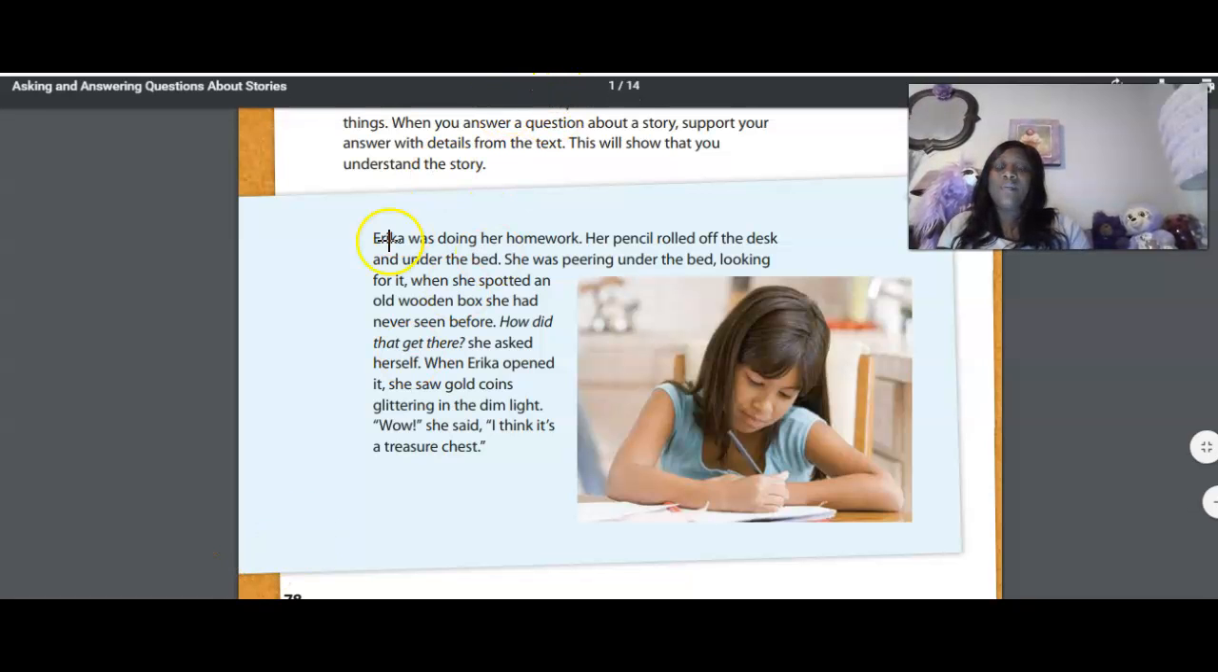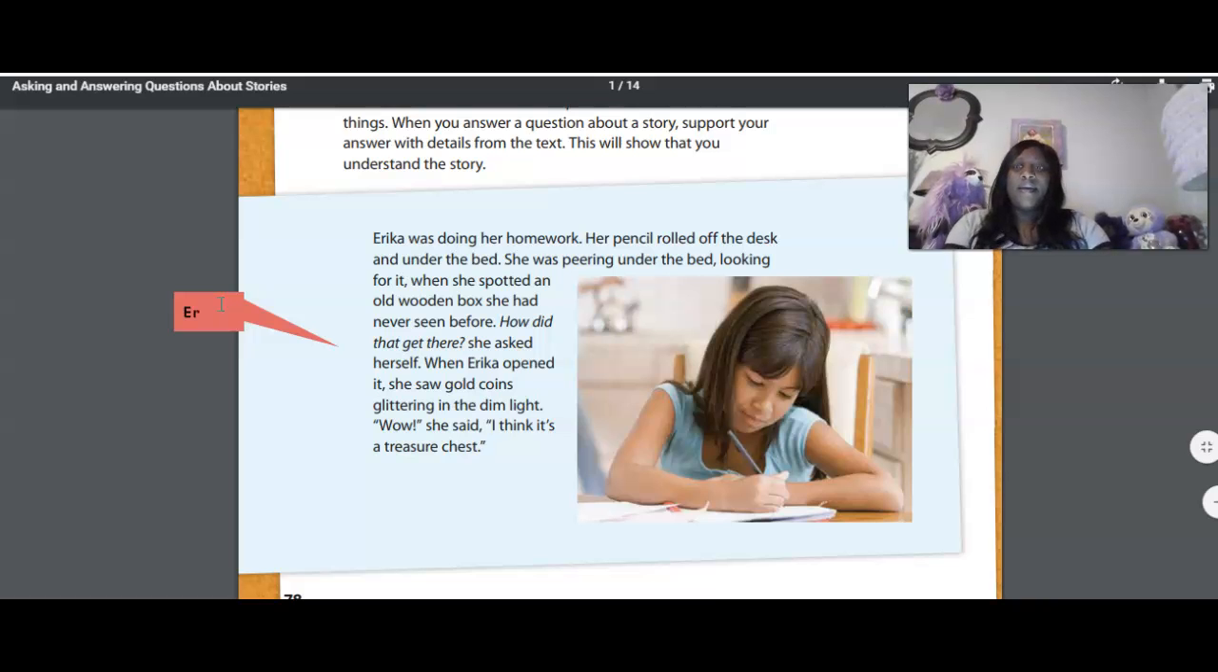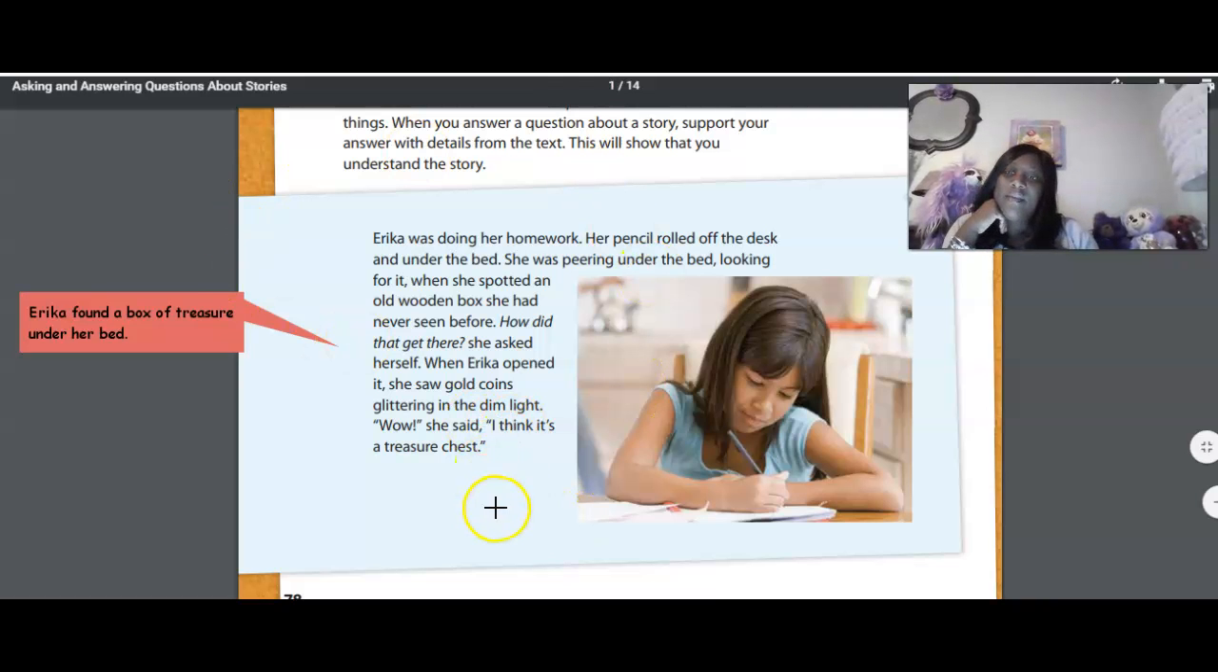I am going to put my small note on the side. So I'm going to put that Erica found a box of treasure under her bed. So all I did was take this whole paragraph and I just put it into my own words, small note on the side.